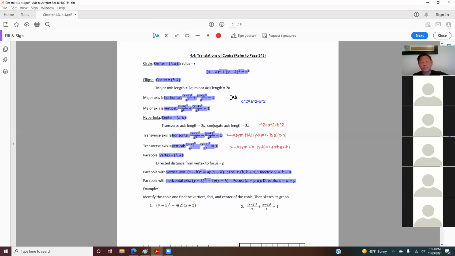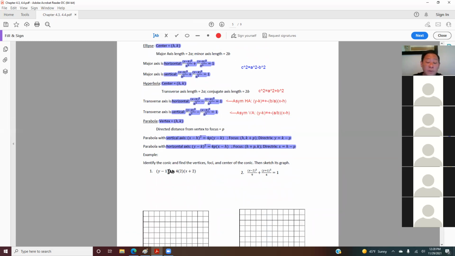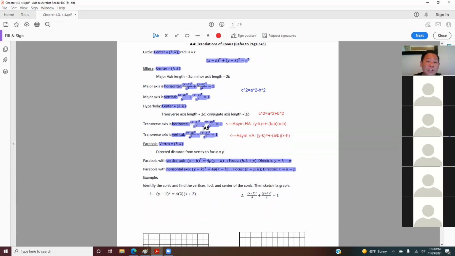Now, the main part here is how do you figure out which one is which? If I give you an equation that looks something like this, which is a very nice equation, then you can just compare. Since only one variable is squared, and it's y, this is going to be a parabola with a horizontal axis. The p in this case is 2, your k is 1, and your h is -2. You can tell directly from looking at it.